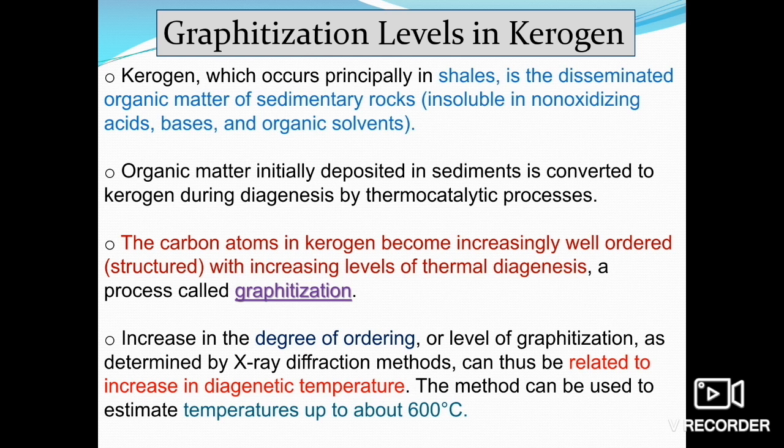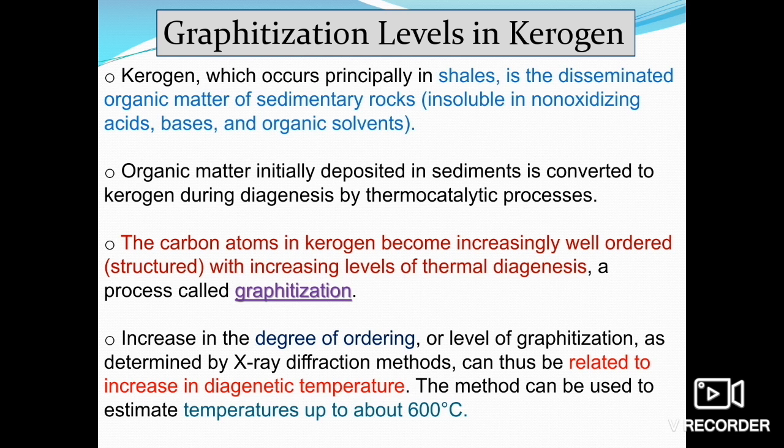And organic matter initially deposited in sediments is converted to kerogen during the diagenesis process because of thermocatalytic processes. The carbon atoms in the kerogen become increasingly well ordered, or well structured, with increasing levels of thermal diagenesis. So that process is known as graphitization.